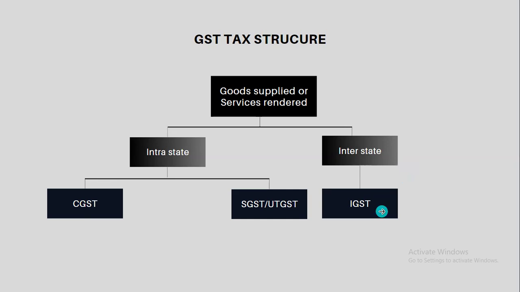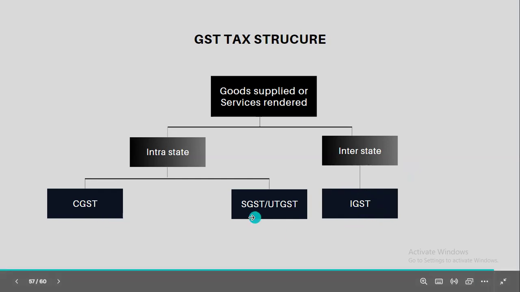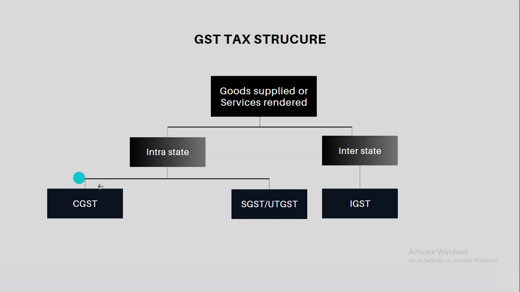So here IGST is paid. IGST is paid by the person who imports such goods from another state. So this is IGST, nothing but integrated tax. This integrated tax is the sum of CGST and SGST. Okay, and this is the tax structure of GST.